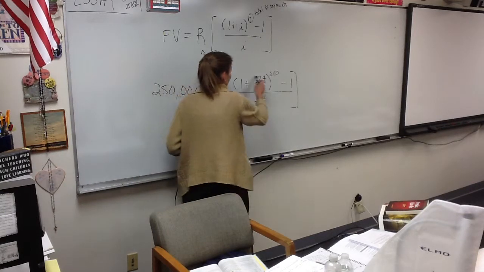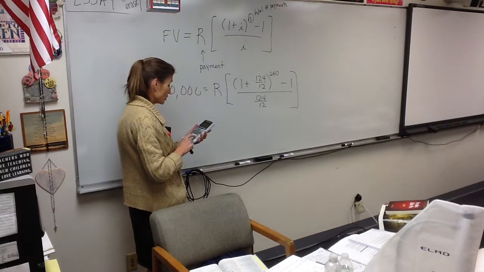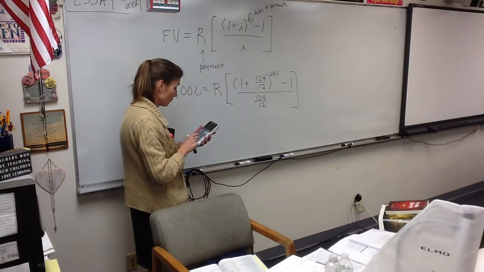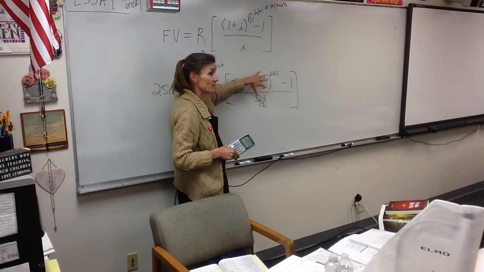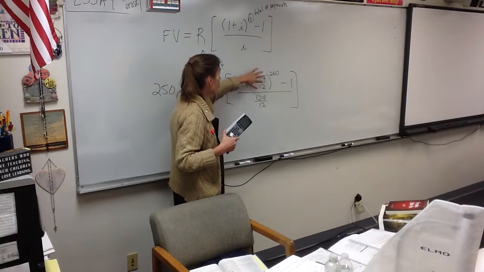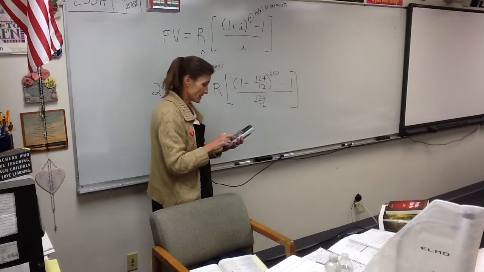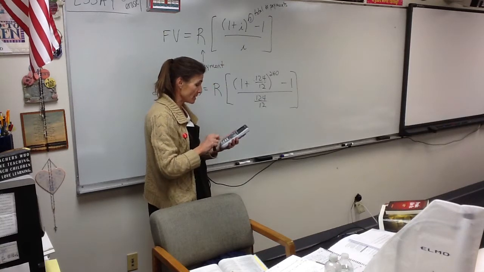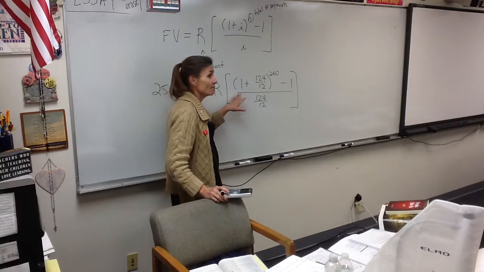So let's do this parentheses first. I'm just going to do 1 plus 0.124 divided by 12. Okay, so I've got my parentheses. I'm not going to write it down. There's no need to write it down. It's on my calculator. What do I want to do with that parentheses? Raise it. So I hit equals, and then I'm going to raise it to the 240th power. You should have about 11 point something.